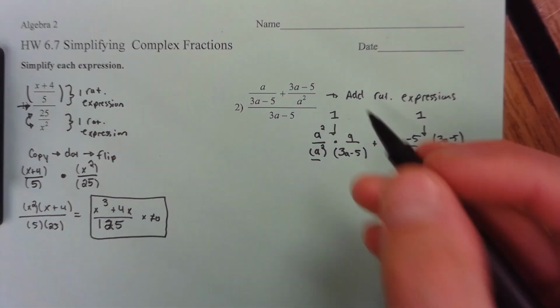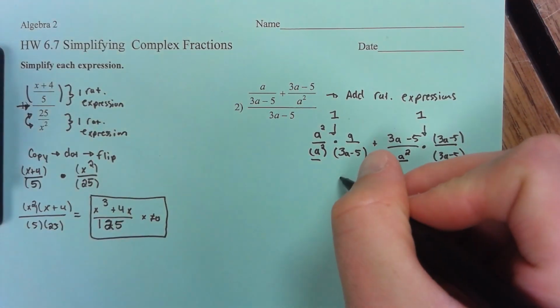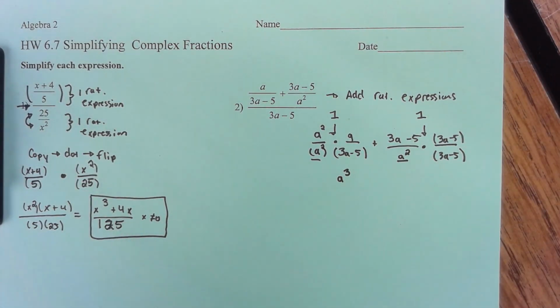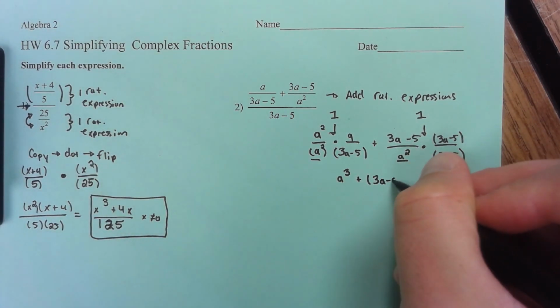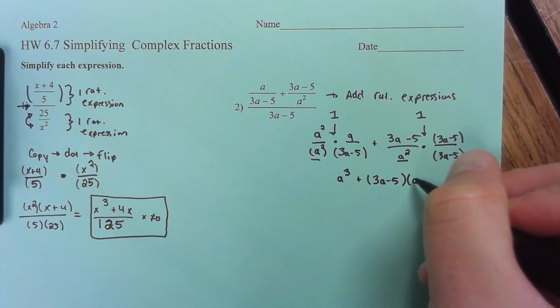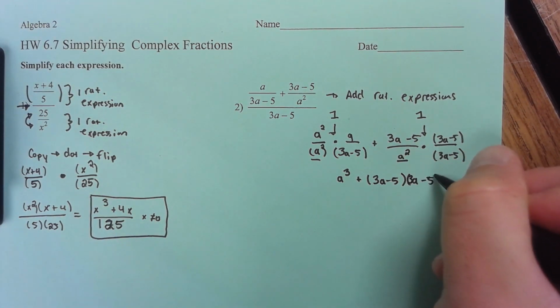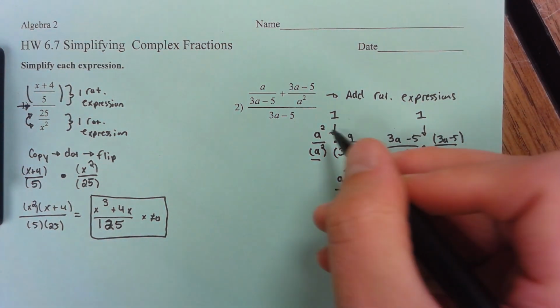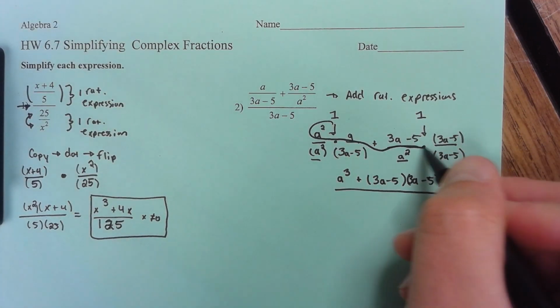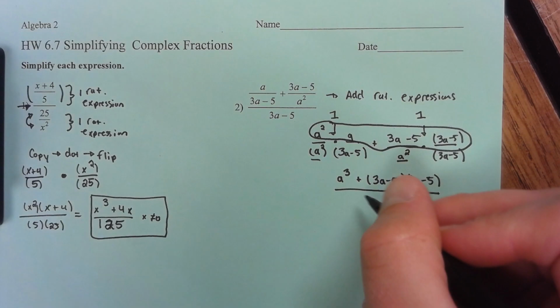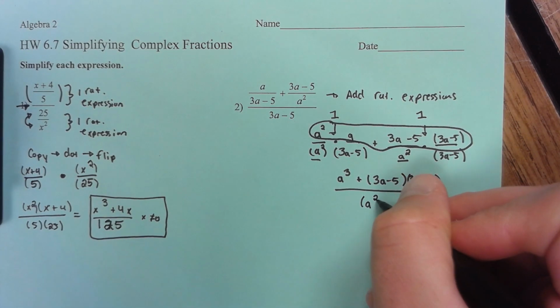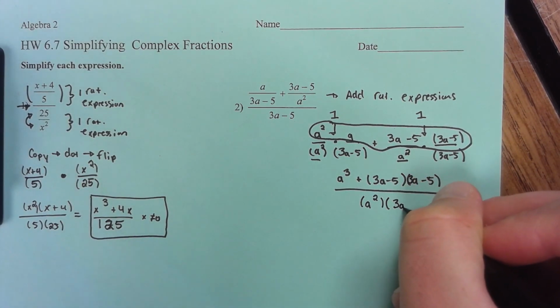All right, so when I do that, I get a squared times a, that's a cubed, plus, we'll save this 3a minus 5 times 3a minus 5. We'll do that in the next step. So that's me just taking these numerators and adding them together. And then it's all over the common denominator of a squared times 3a minus 5.